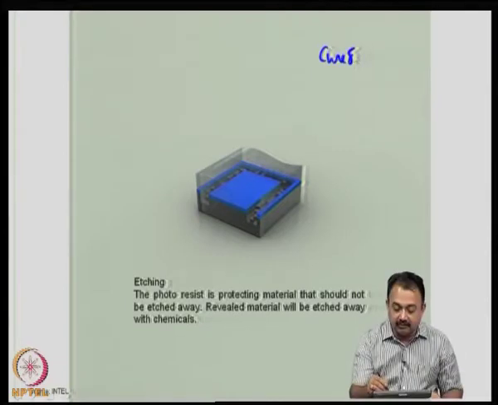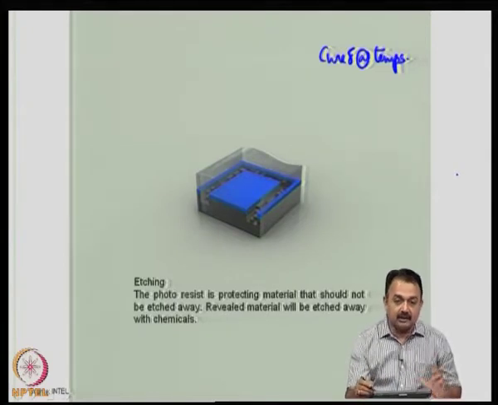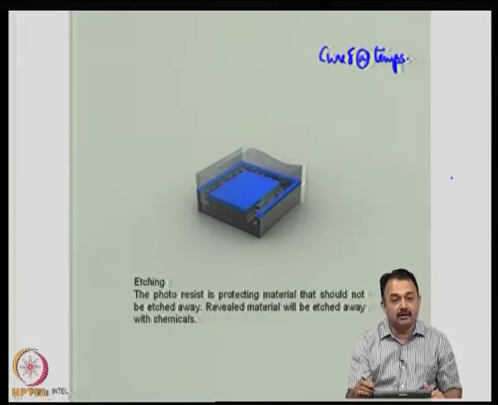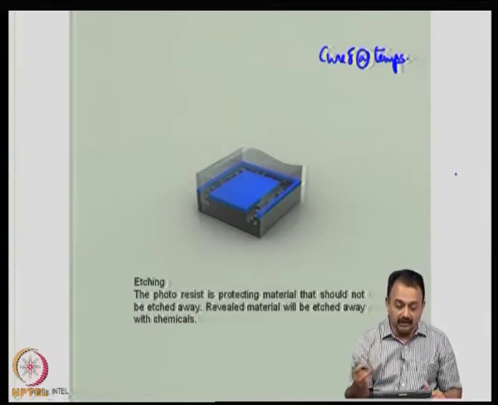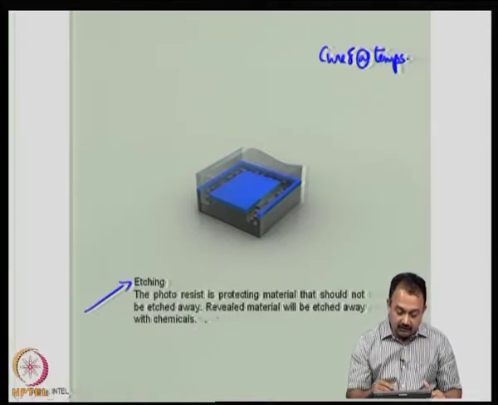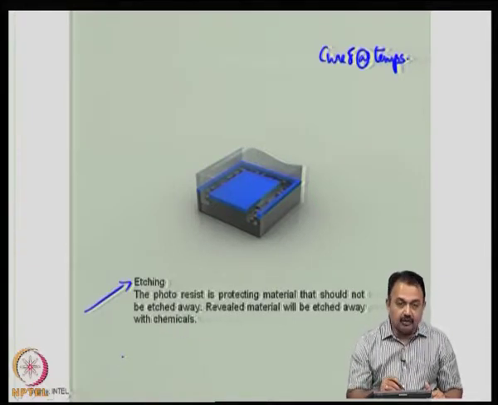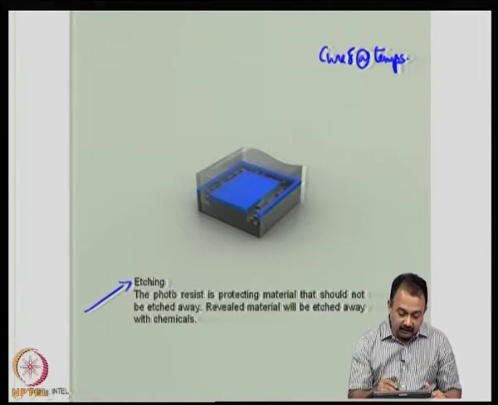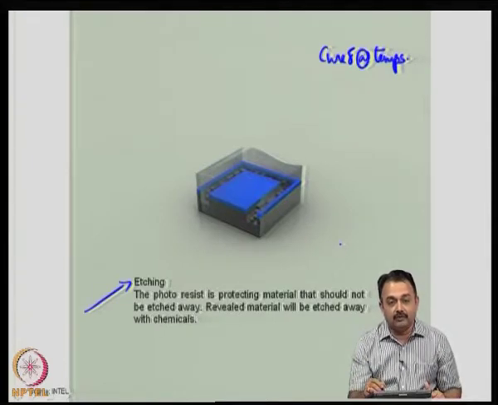Then once this photoresist is cured at specified temperatures, so that it becomes very hard, it protects certain areas on the wafer. Now, you want to remove unwanted material at this stage from the base substrate. So, the next process is called etching. The photoresist is now protecting the material and it should not be etched away. Therefore, one of the conditions is that the etchant should not remove or react with the photoresist.